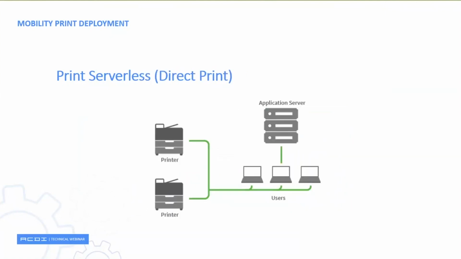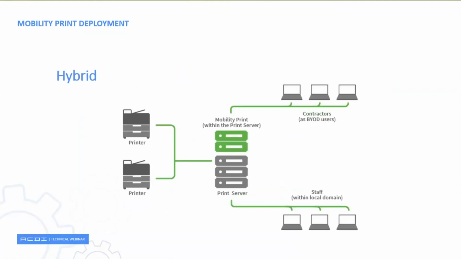This example could be where computers are joined or not joined to a local domain, and you'd like to roll out serverless printing using a direct print model. Easy enough with Print Deploy, as authentication can take place in a non-domain environment just by using this feature in PaperCut. This could be a combination of all the above, so use a combination of PaperCut's Mobility Print and Print Deploy.